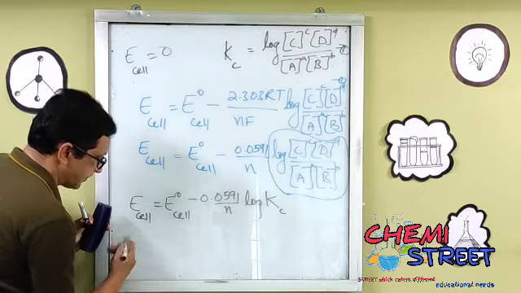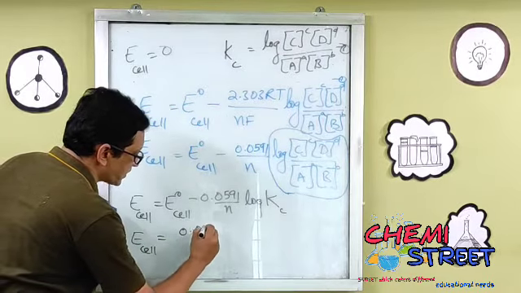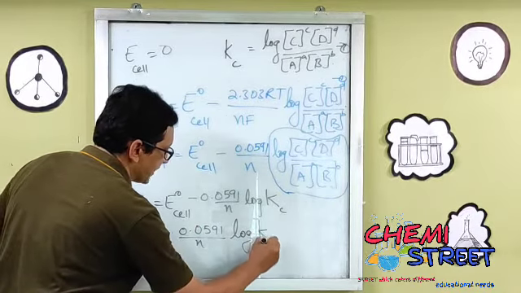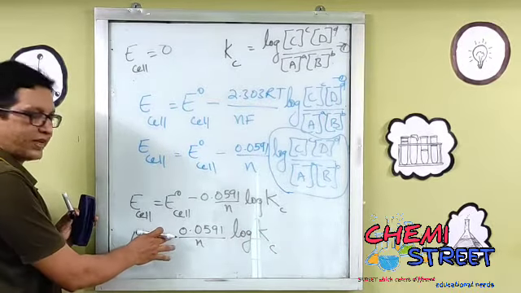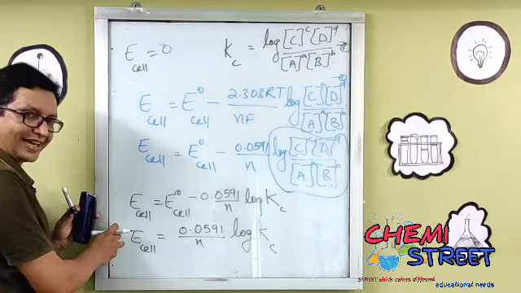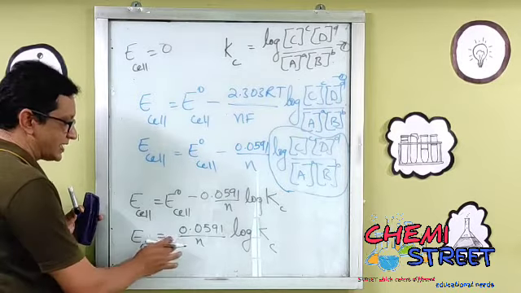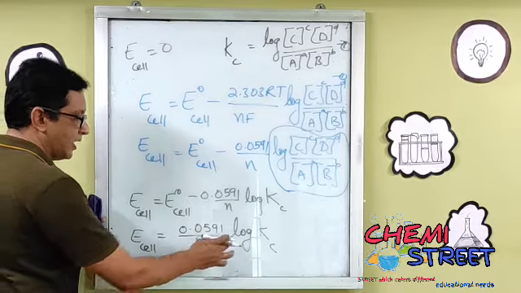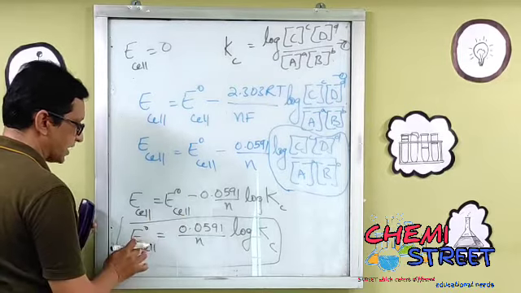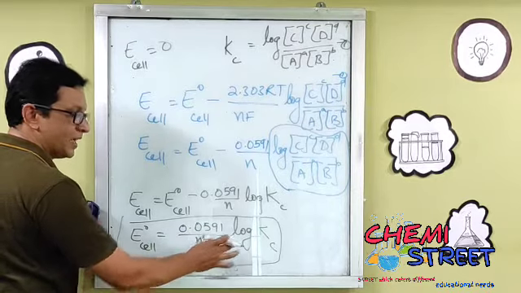So finally we are rearranging again, with E cell equal to 0. I am taking E0 cell outside. How did you get the positive value over here? E0 cell I am taking to the other side, so it has a negative sign on the left hand side, and this negative cancels the other negative sign. So E0 cell is equal to 0.0591 by n log Kc. This is an important equation, with E0 cell taken to the LHS.